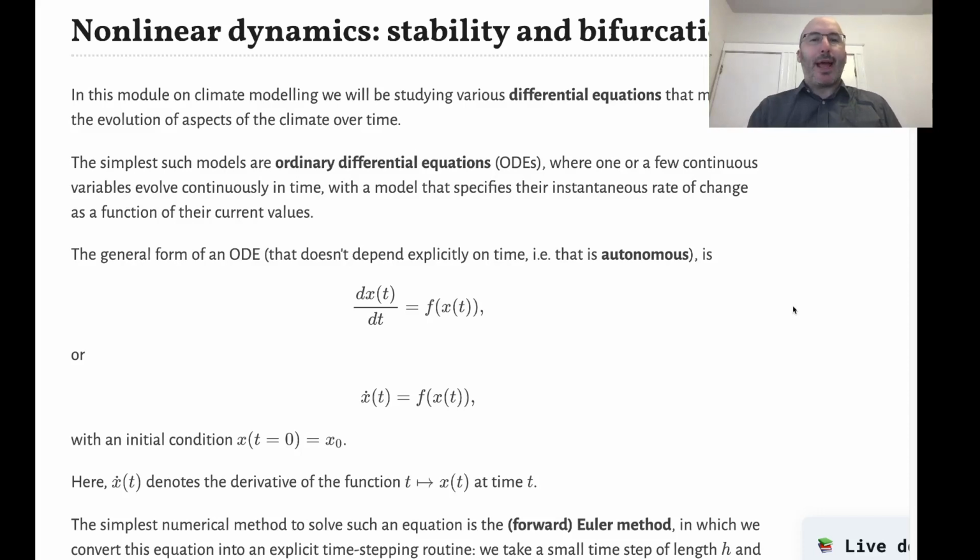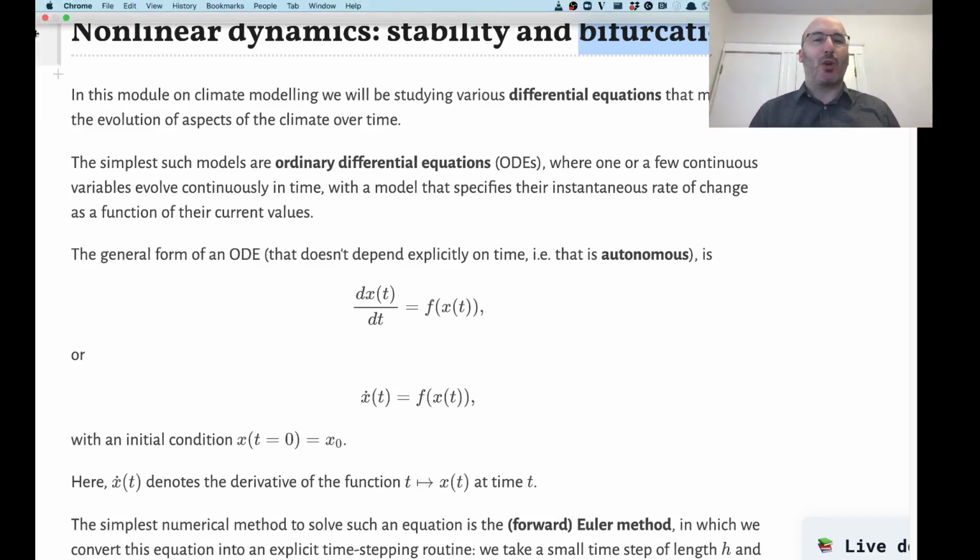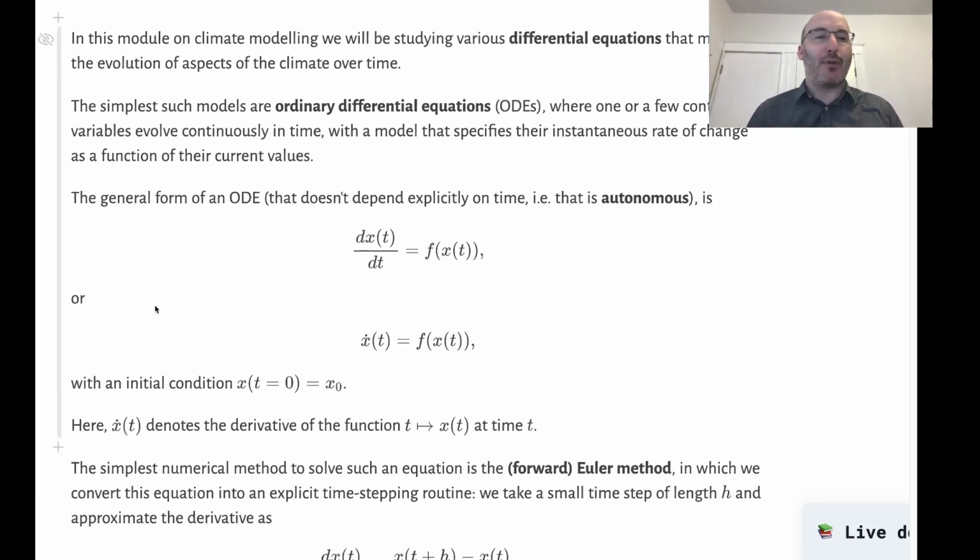Hi everybody. In this lecture we're going to talk about nonlinear dynamics, both stability and bifurcations. So in this climate model we'll be talking about many different differential equations that model the evolution in time of various aspects of the climate. The simplest models take the form of ordinary differential equations, where one or a few variables vary in time. The model that specifies how they vary gives the instantaneous rate of change as a function of their current values.